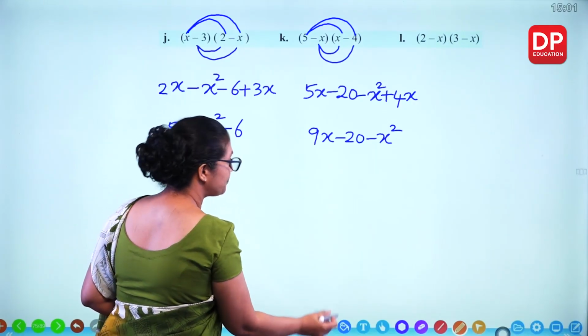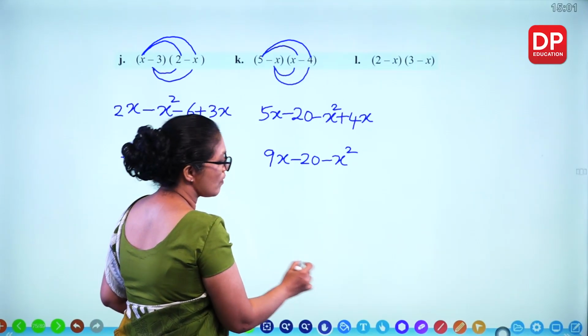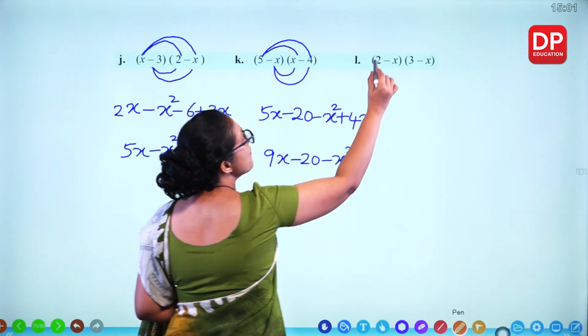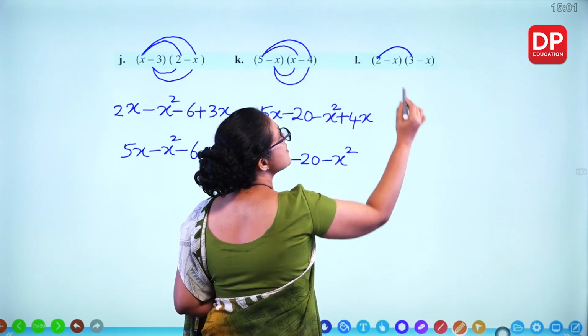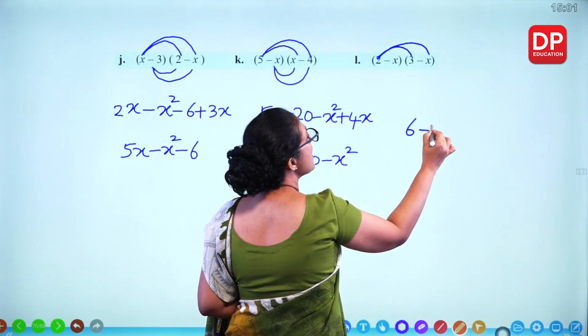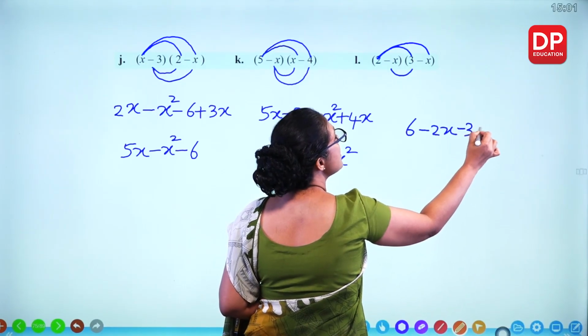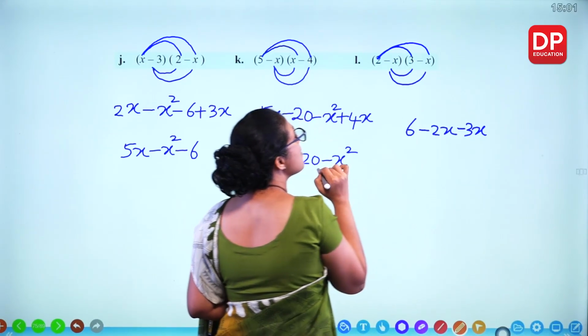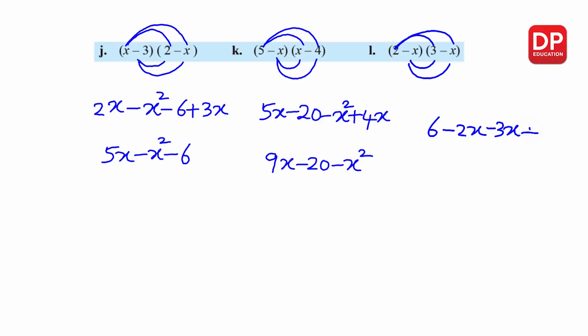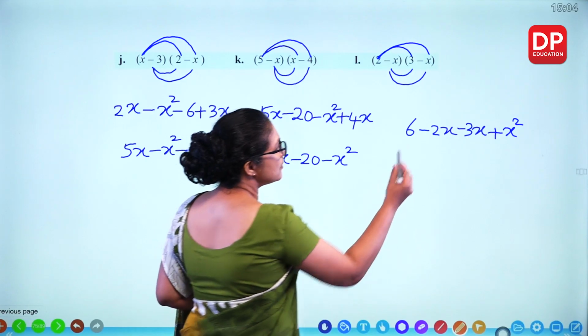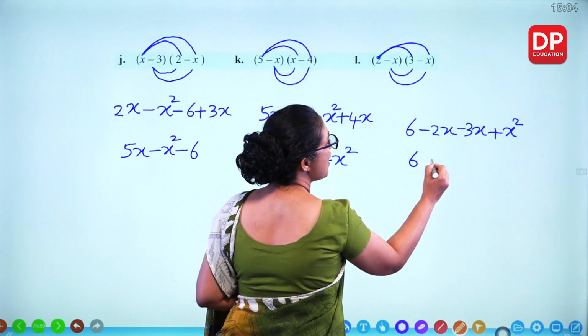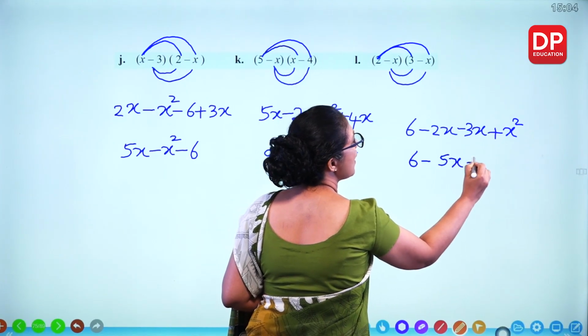This one, multiply. 2 with 3, that's 6. 2 with minus x, minus 2x. Minus x with 3, minus 3x. Minus x with minus x, plus x squared. Simplify this one, 6 minus 5x plus x squared.